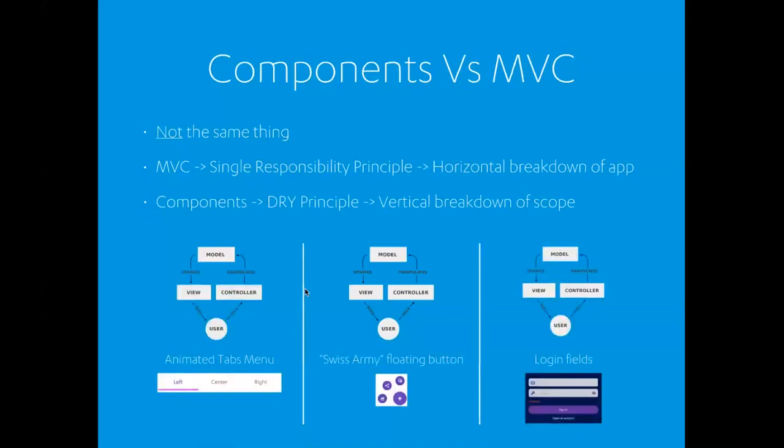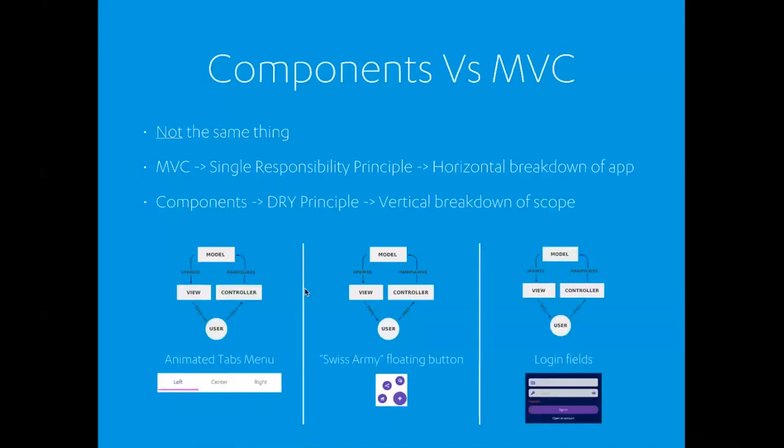If you notice, there is model view controller across all of these components, right? Each one of these components resolves a little piece of functionality, and each one of them implements model view controller. So that's why I say model view controller breaks down or cuts across scopes. It's a horizontal breakdown of the application.